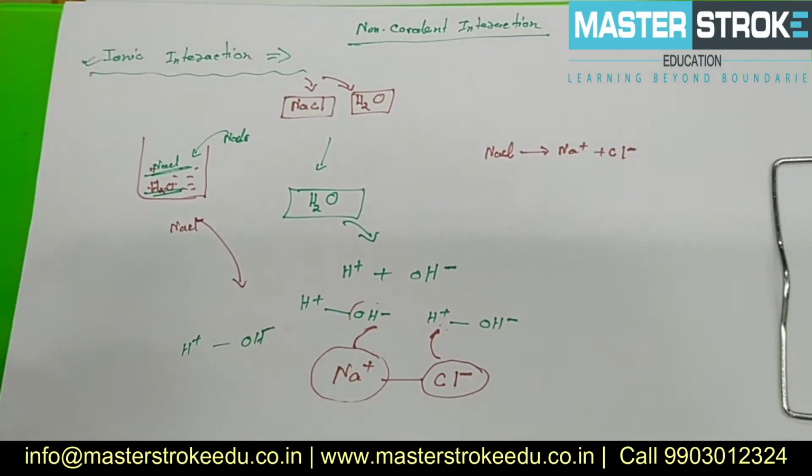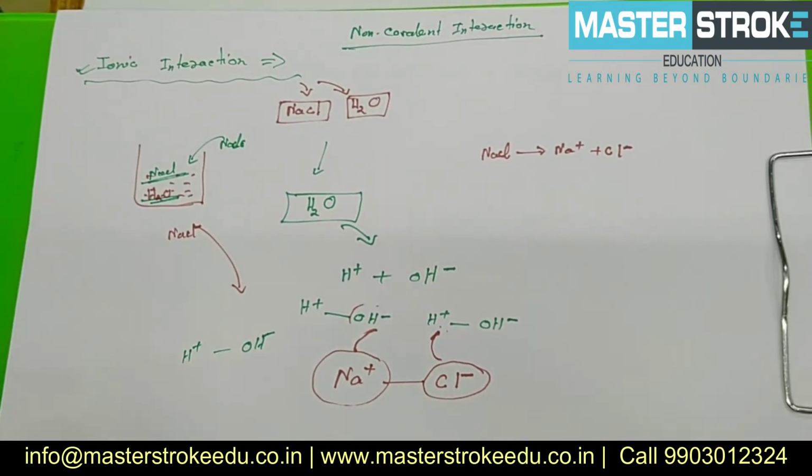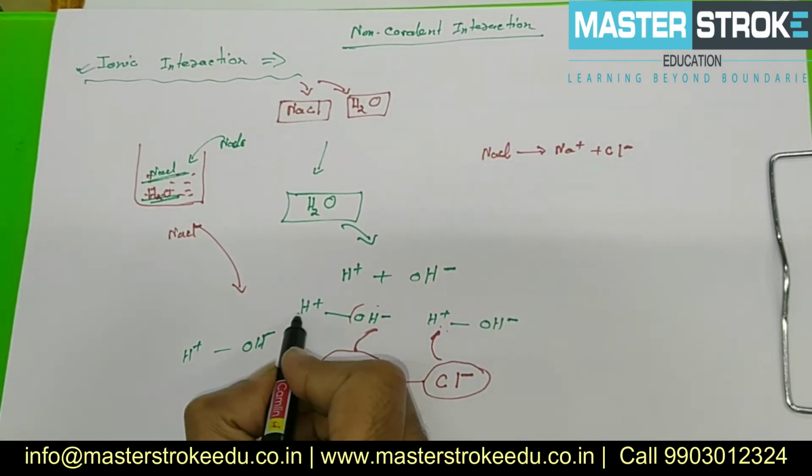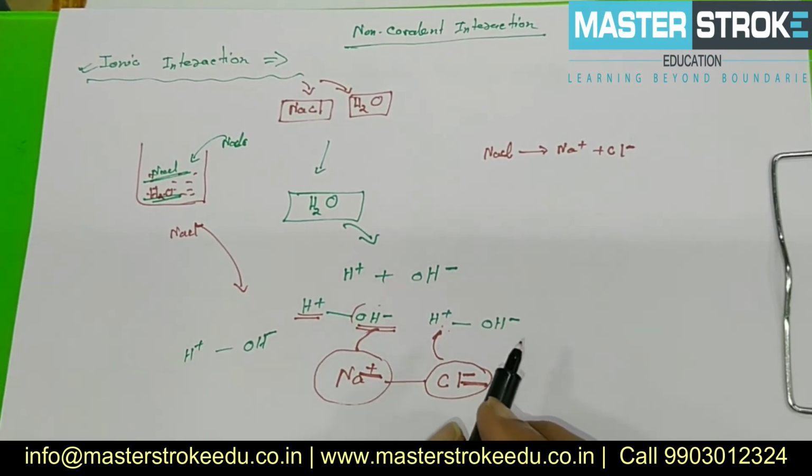But such interaction is only possible when the two different substances both have a dipole charge. Here you can see the dipole. This is one pole, this is another pole. This is one pole, this is another pole. This is called the dipole. Only when two dipole substances interact can the ionic interaction be formed.